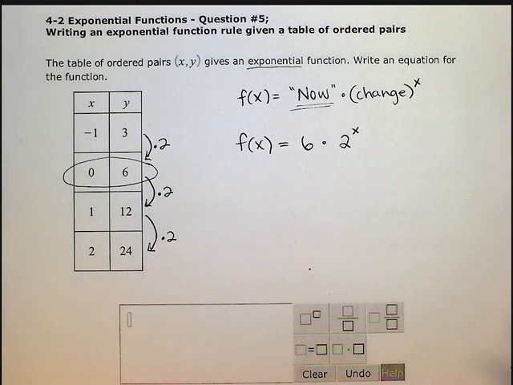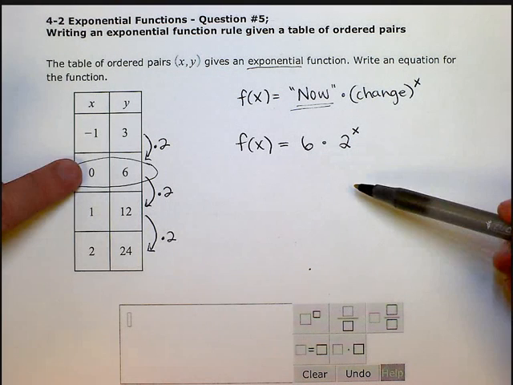Now you may remember when we were doing sequences, we often had an x minus 1 right here. But because we're starting with this 0 term now, we no longer need that minus 1.